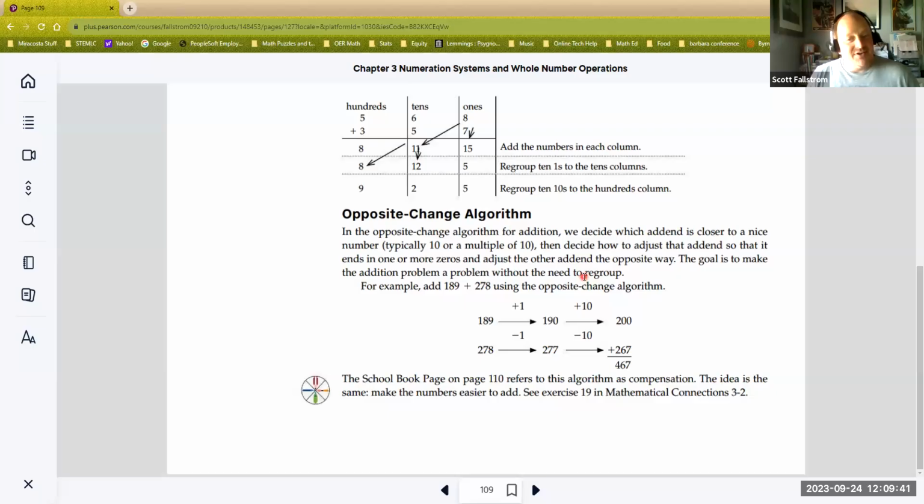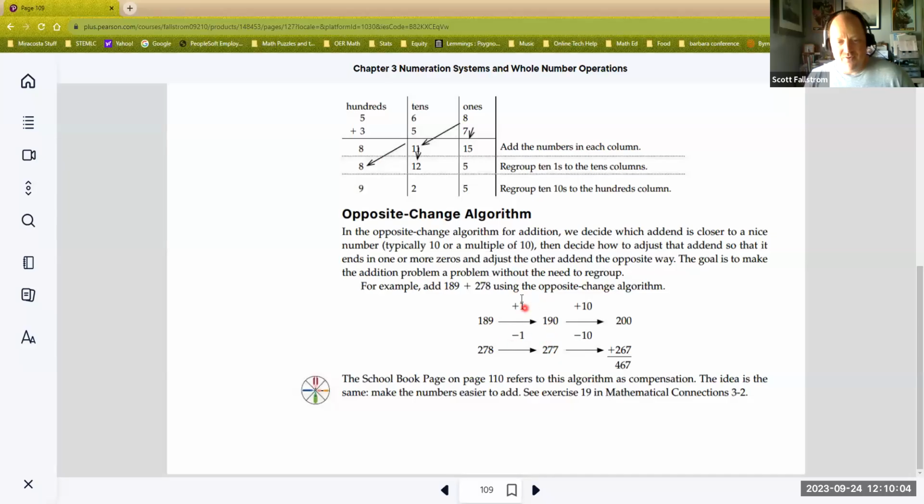Okay, so they used to call this equal addends, and the idea is that as long as I add 1 and subtract 1, or add 3 and subtract 3, I will get to numbers that are easier to work with. I demonstrated this in class the first day. So this is called opposite change. I'm not a fan of the title because what I'm doing is creating equal addends. So the sum will be the same.